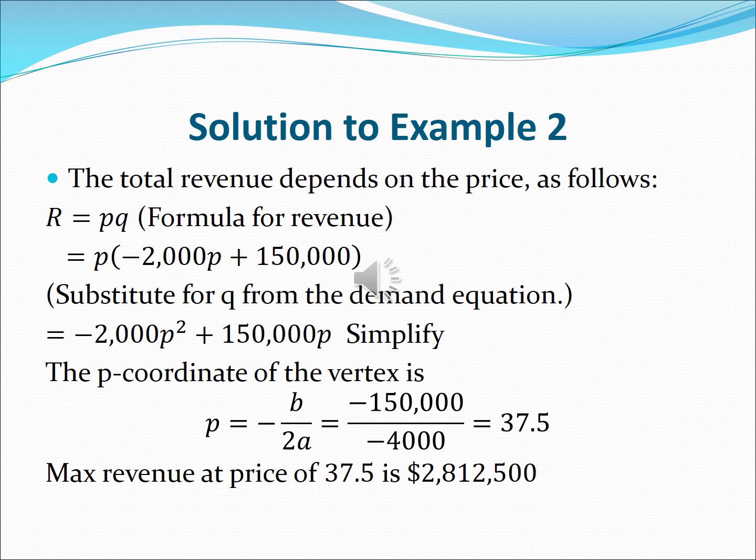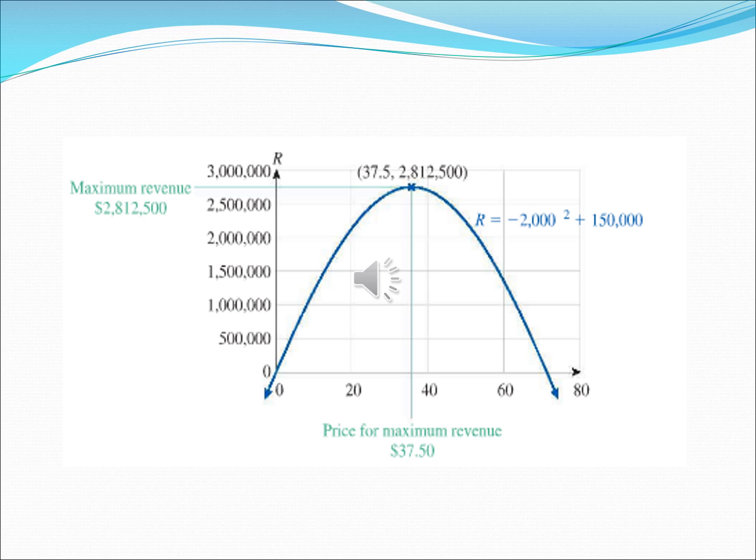The P coordinate of the vertex is now equal to -150,000 divided by -4,000, and that gives you 37.5. Max revenue occurs at a price of 37; we plug 37 into the revenue function and we find 2.8 million. This is the solution of problem number 2, as you can see pictorially here.